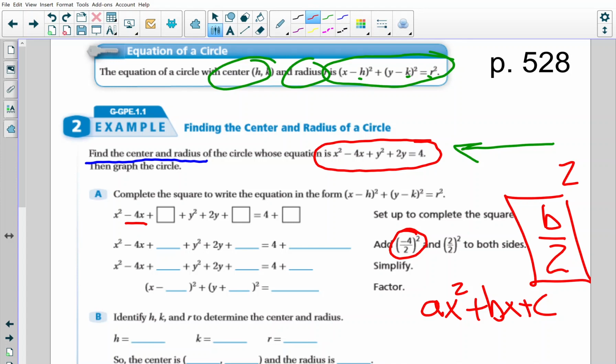So what's half of -4? -2. Half of -4 is -2, and -2 squared is +4. Then you move to the y term. What's half of 2? Half of 2 is 1. 1 squared is 1. Well, if I add 4 and 1, that totals 5. So that means I have to add 5 to the right side.